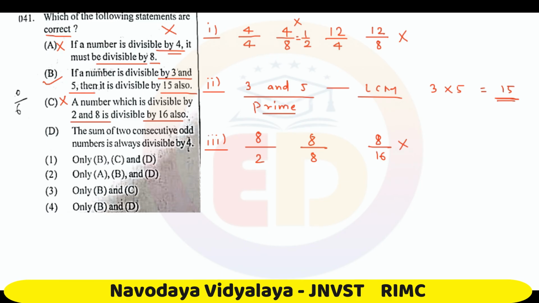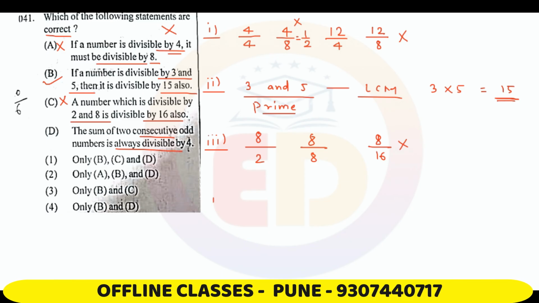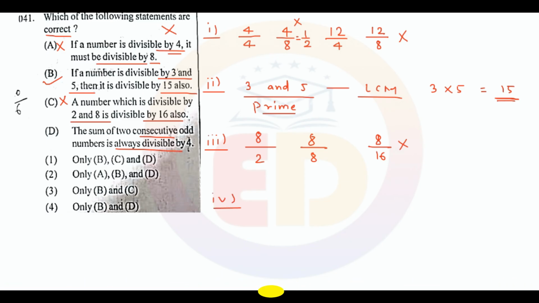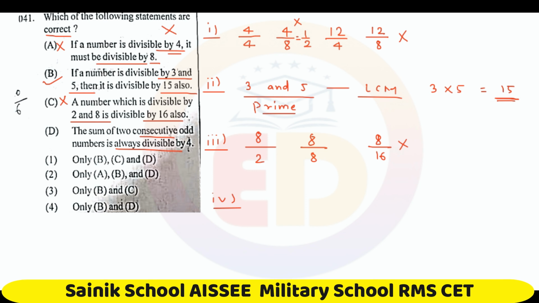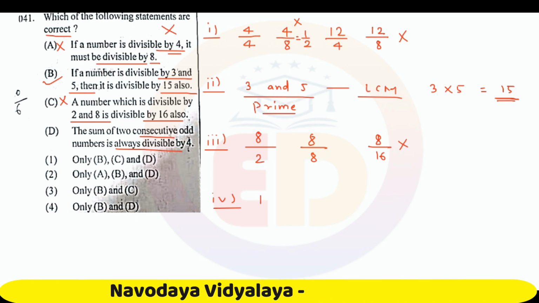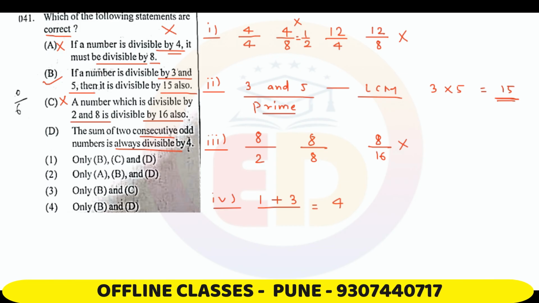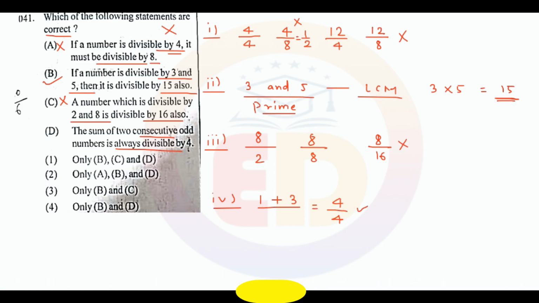Option 4: the sum of two consecutive odd numbers is always divisible by 4. Let's take one example and understand. Two consecutive odd numbers. Let's take the first odd number 1, and the next consecutive odd number will be 3. The sum of these two will be 1 plus 3, which is 4. Is it divisible by 4? Yes, it is divisible by 4.